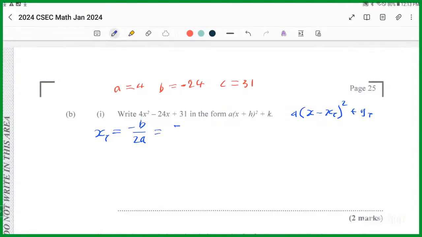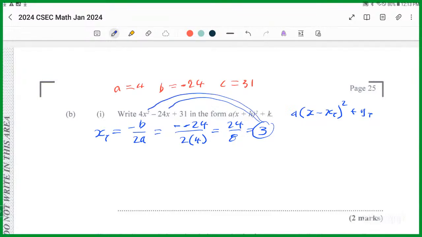So the xt is minus b over 2a, so it's minus a negative 24 over 2 times a, and the a is this 4 right here. That becomes 24 over 8, which is 3. Remember as well that when your xt is a whole number, you can find the yt by plugging the value back into the function for the x. We don't have to use the formula method. Whenever the xt is a whole number, that's a nice quick way to calculate the yt.